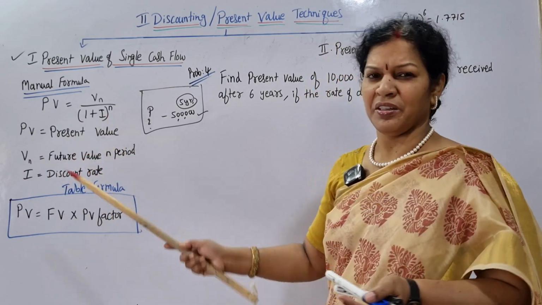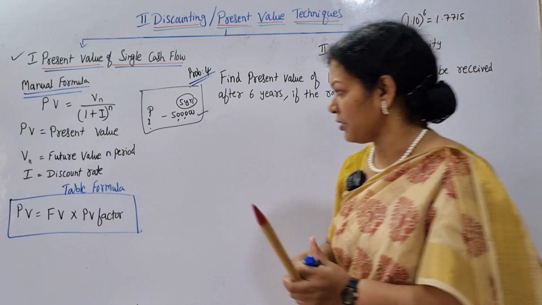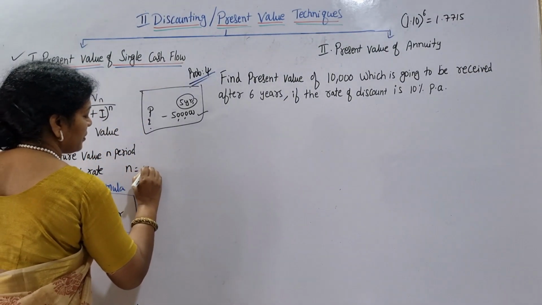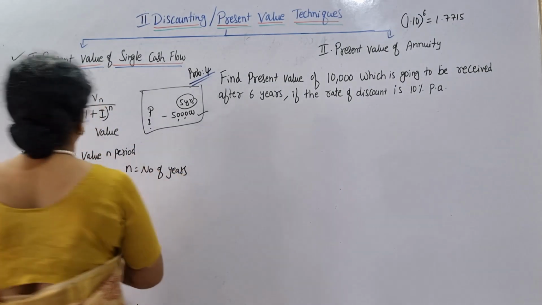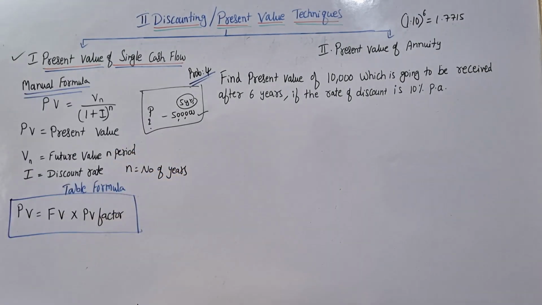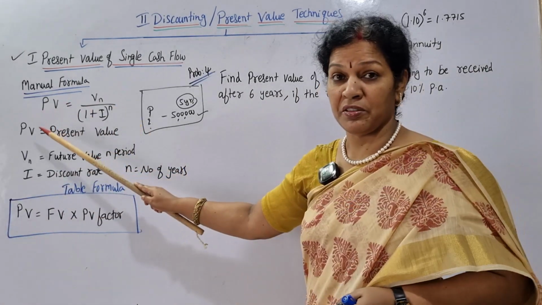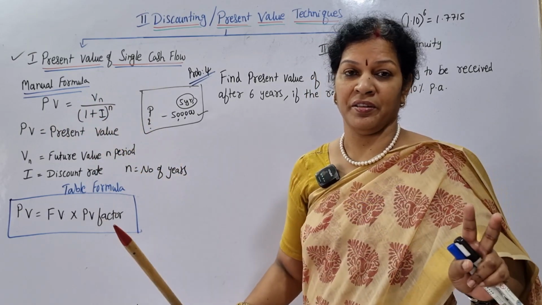I didn't write it, anyway you know it. N means number of years. I'll write it if you want. N is number of years. Simple. This formula if you remember, very easy. Formula is PV is equal to Vn by (1 plus I) to the power of n.